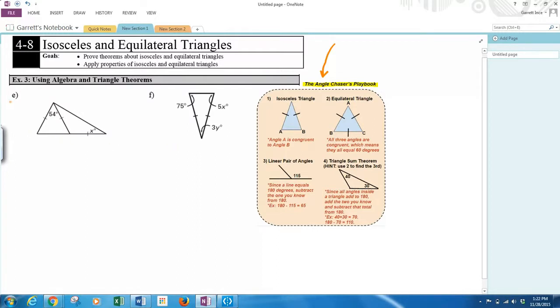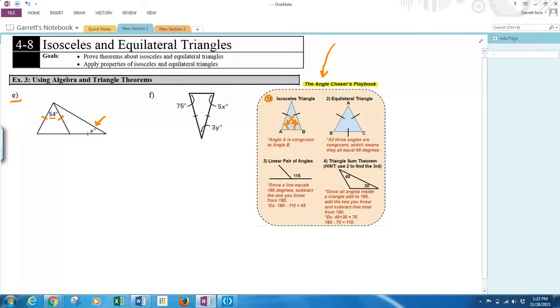Let's start with example 3E over here on the left side. I'm taking a look at the figure and I'm telling myself, where are my clues? I notice that I'm trying to eventually get over to solve for this variable of x. However, I have a few more clues over here on the left side. I have an actual measure of this angle right here, 54 degrees, and I also know that that's sitting inside of an isosceles triangle because I've got two sides that are congruent. What that means is I could go over here and take a look and remember play number 1 in our playbook. When you have an isosceles triangle, the angles that are opposite those congruent sides are also congruent to each other. So that means in this example, angle A would be congruent to angle B.